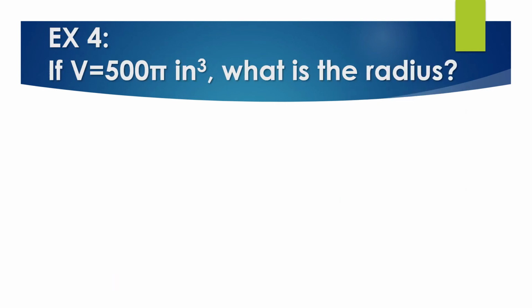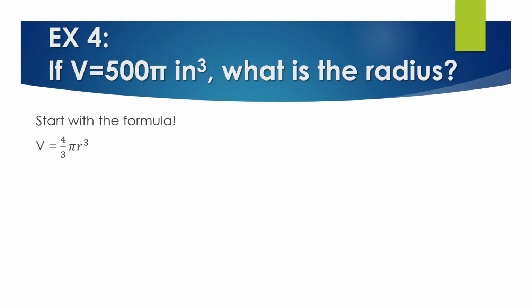All right, so our final example here is if the volume is 500 pi inches cubed, and by the way, note on our last example, right, the units should always be inches cubed or meters cubed because we're talking about volume now. It asks us what is the radius, so we're going to work our way backwards. We're going to start with the formula, just like we did in chapter 10, and we've done it a little bit already in this lesson today.